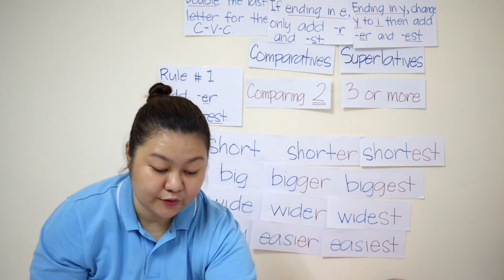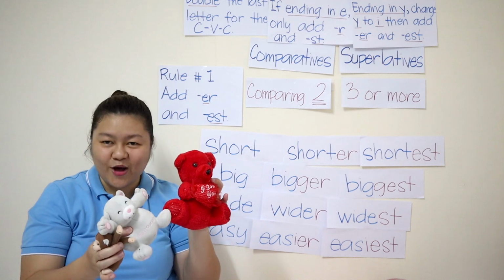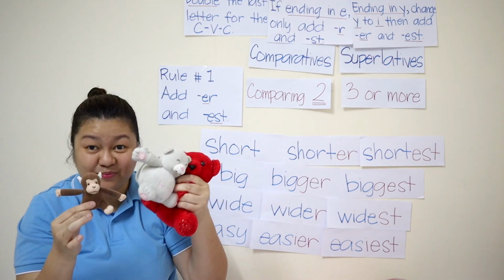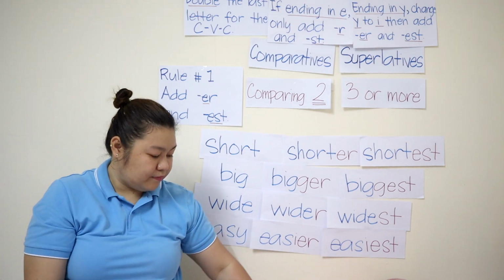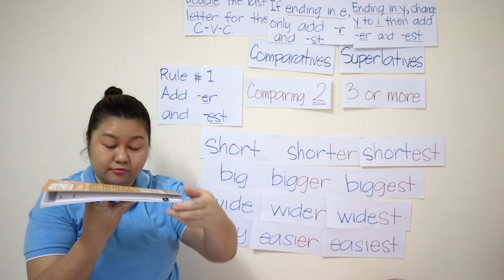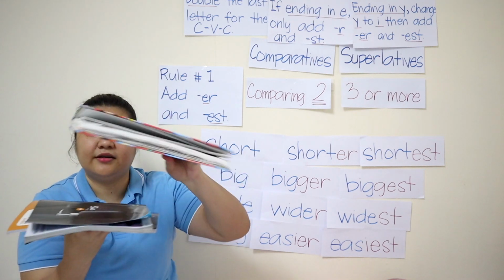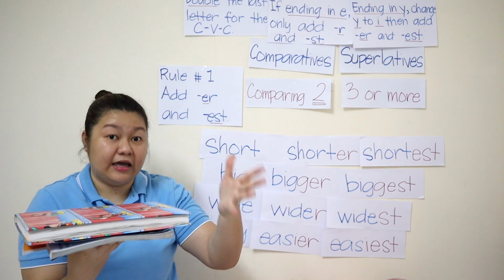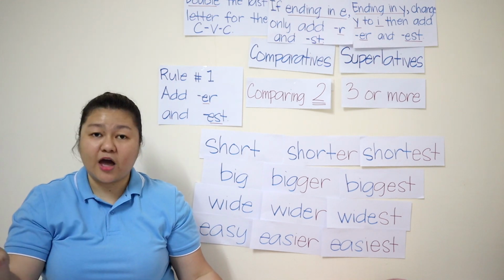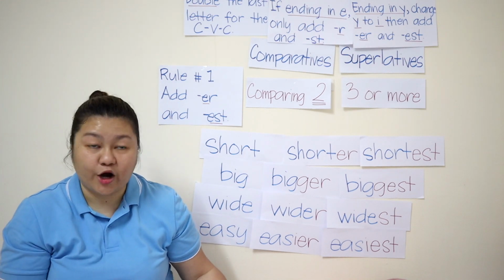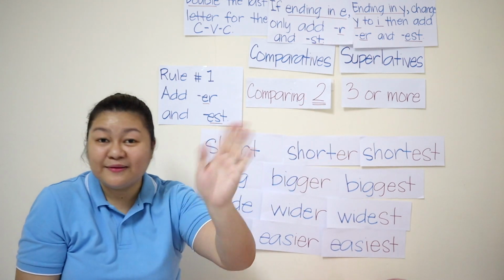Another one, we'll have small, smaller, and then smallest. Another one, we can have thick, thicker, and then thickest. See, it's easy. It's also easy for you to practice at home. Look for all the objects that you can compare. Practice this one, and then you will have a good job.